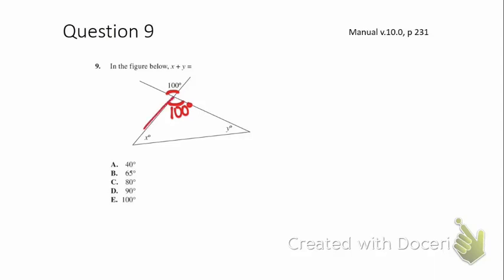That's helpful because for this triangle, I know that all three of these angles have to add up to 180. And so if I subtract that 100, I'm left here with 80 degrees between these two. So I know that when I add them together, I have to get 80. So there's my answer.